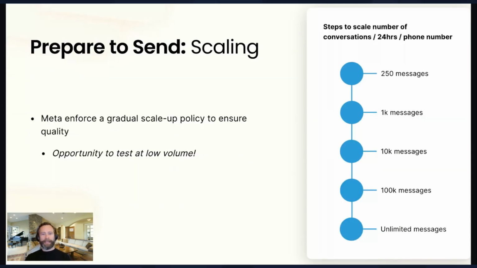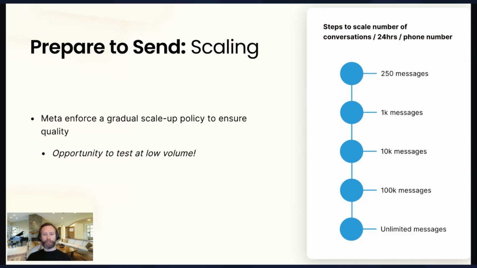So the first one is, I mentioned earlier about how there's a restriction on the number of phone numbers you can have when you first start. There's the same sort of restriction in terms of the number of messages you can send out. So you can't just sign up to WhatsApp and immediately start sending millions and millions of messages out. You have to go through an incremental scale-up process, starting at 250 conversations in 24 hours per phone number. That then steps up to 1,000, then 10,000, 100,000, and finally unlimited.